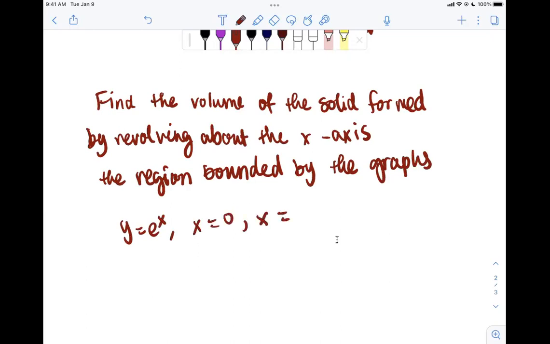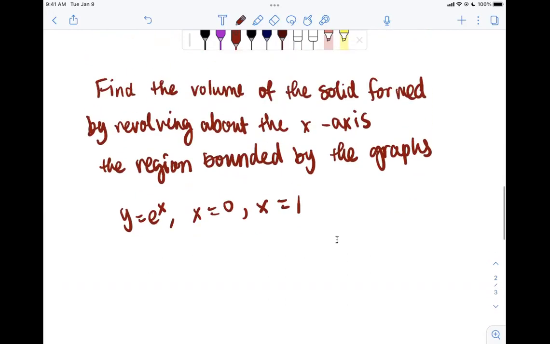This is a common format you might see in a test. It'll tell you to find the volume bounded by this region, so don't be fooled by that. The x equals 0 and x equals 1 are just your endpoints. That just means you're integrating from 0 to 1. All right, so I'm just going to pause for a moment, see if you can solve that, and then I'll give the answer in a few minutes.